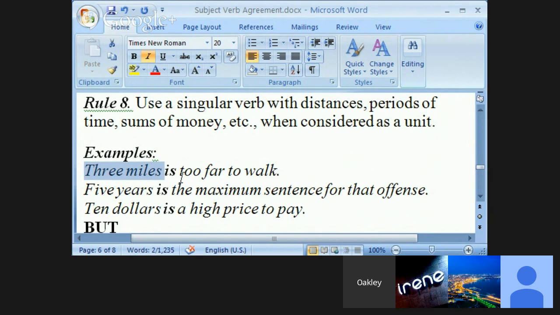3 miles is too far to walk because we're considering that this particular specific distance, this unit, is too far to walk. 5 years is the maximum sentence for that offense. Again, we're thinking of 5 years as 1 unit, 1 block of time. $10 is a high price to pay. Instead of $10 are a high price to pay, we're not considering each single individual dollar bill. We're considering the price, $10, as 1 unit.